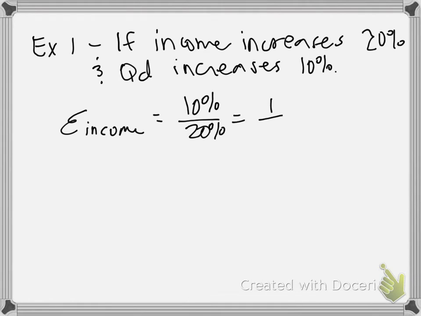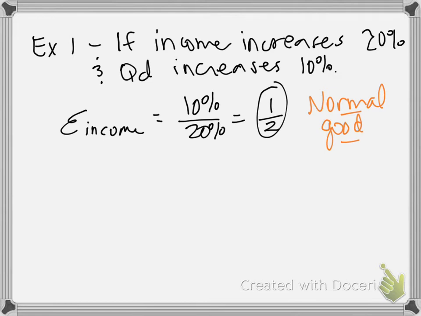And so it would be a positive, and different from the elasticity of demand, we could actually have a negative number. So our elasticity coefficient here is 1/2 or 0.5. And so because it's positive, this is a normal good. Okay, it's a normal good because as our income went up, we saw an increase in our quantity demanded.